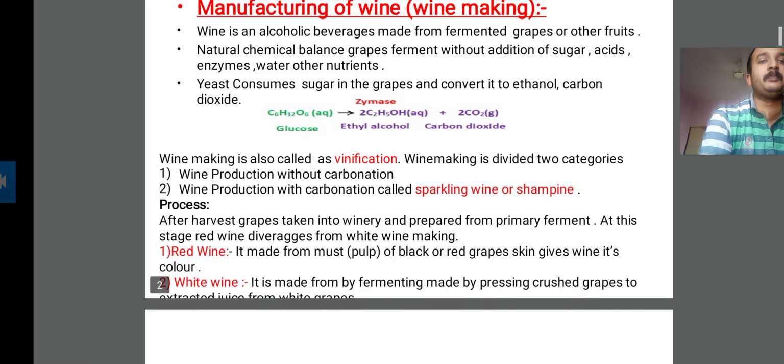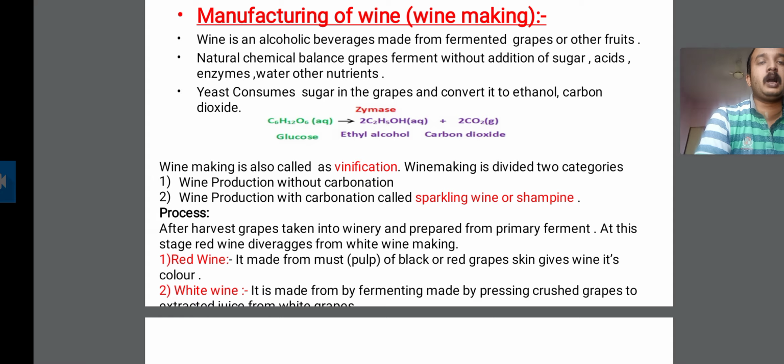Next, the process. After harvesting, the grapes are taken into the winery and prepared for primary fermentation. At this stage, red wine making diverges from white wine making.